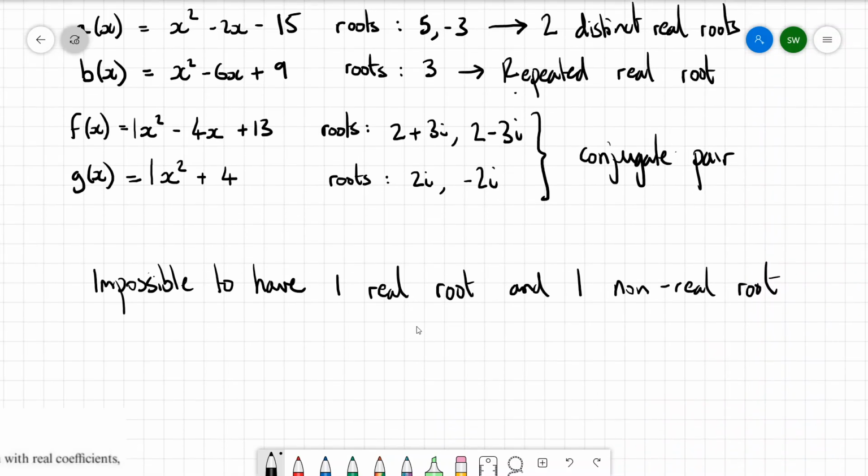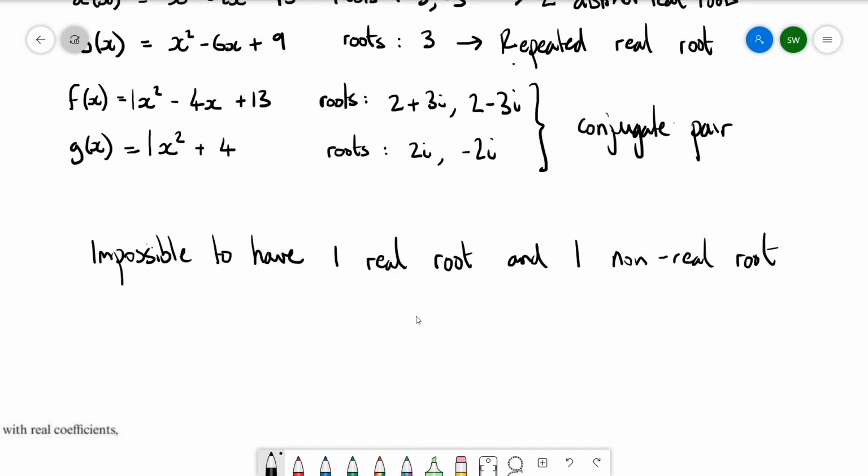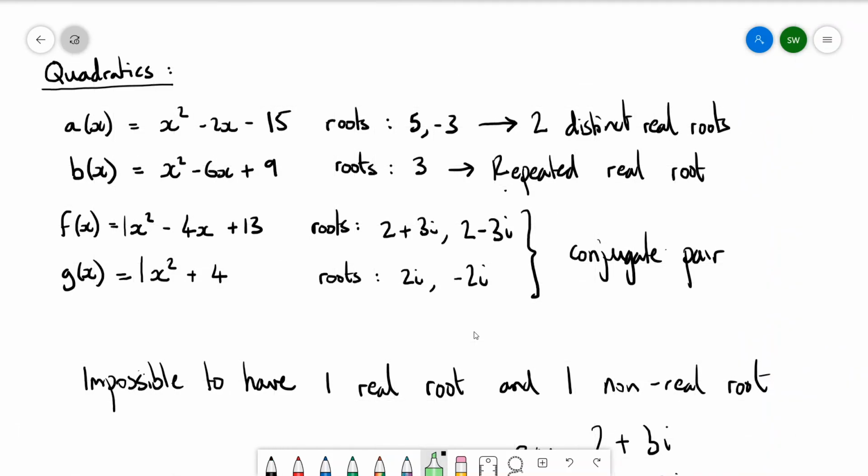A consequence of this is that it's impossible for a quadratic to have one real root and one non-real root. The reason why is that if you had only one non-real root, for example 2 plus 3i, then you know that the other root is going to be 2 minus 3i. But you can't have three roots to a quadratic equation. A quadratic equation has no more than two different roots. So you can't have a case where you've got these two roots from the complex conjugate plus another real root. It's just not possible. So these are the only three cases: two distinct real roots, a repeated real root, or a conjugate pair.